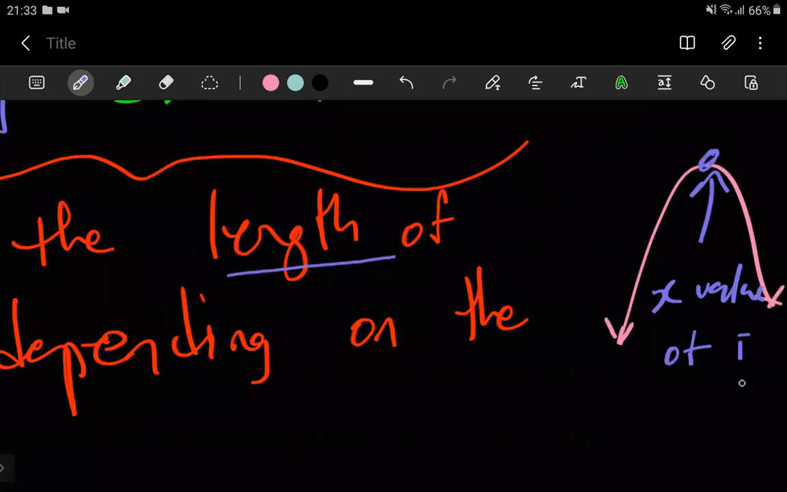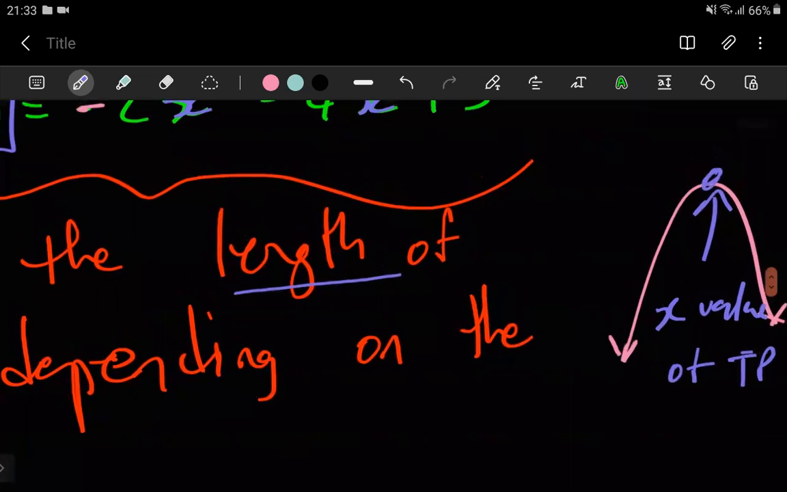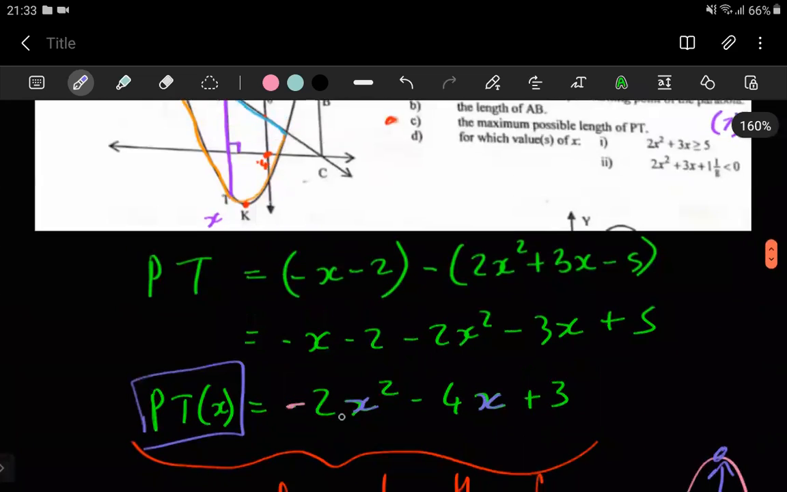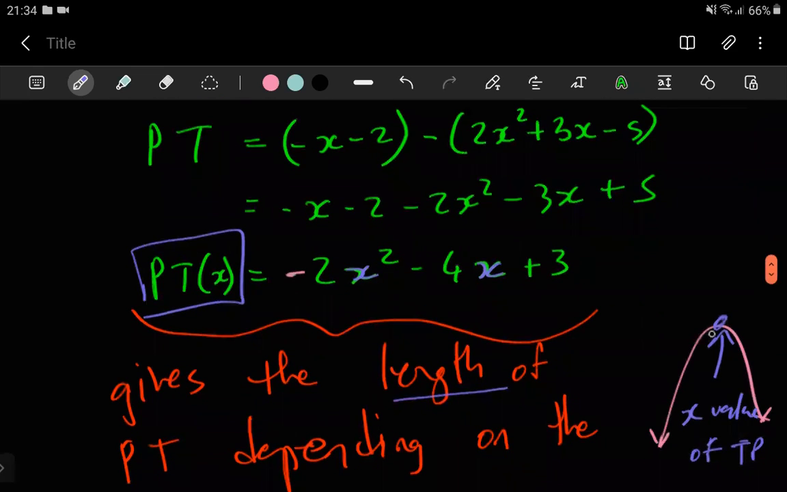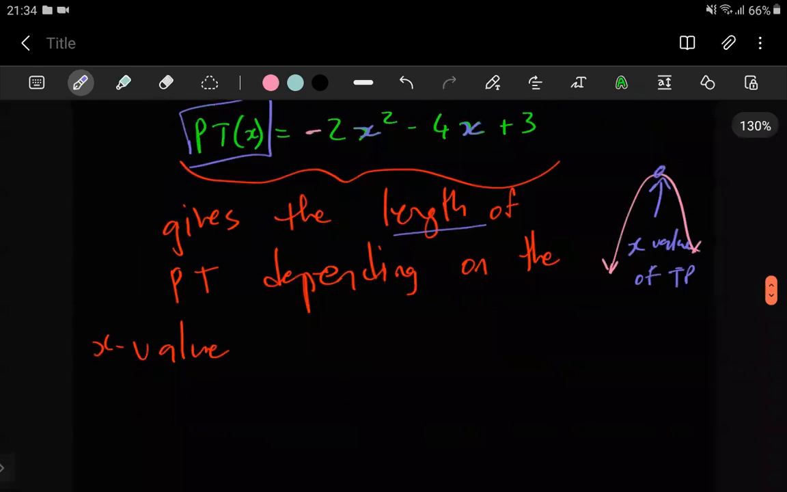Of turning point. Because when we're looking at this equation, even though it is an equation of a parabola, it's still a distance equation for our line PT. Because it's a distance formula for our line PT, we know that the x value that will give us the biggest distance is the x value of the turning point.